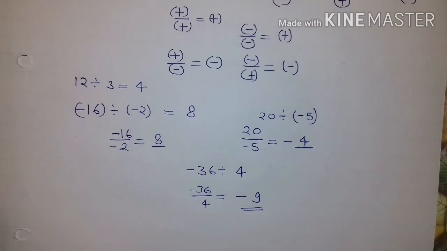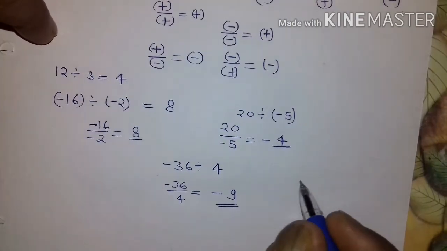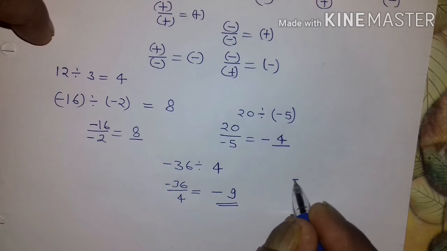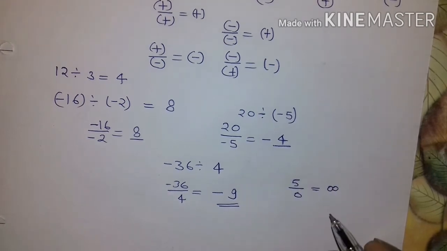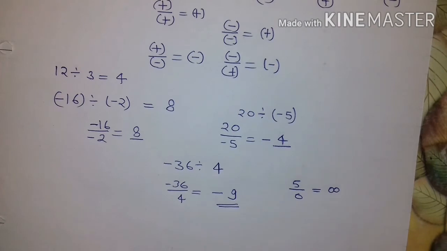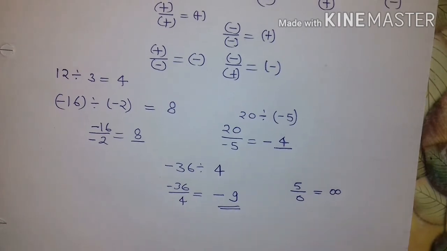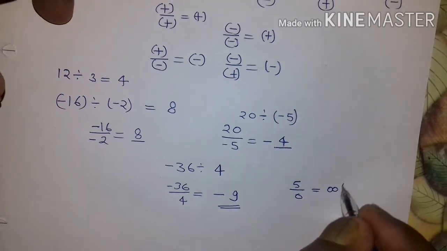And if we divide any non-zero integer by 0, then it is not defined. Suppose we take 5 divided by 0, this is not possible, it is undefined. Division by 0 is not possible. It is undefined.